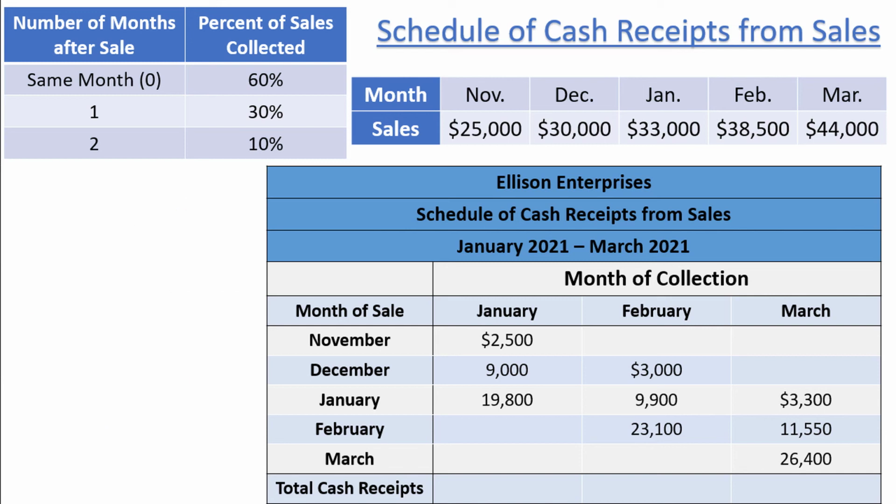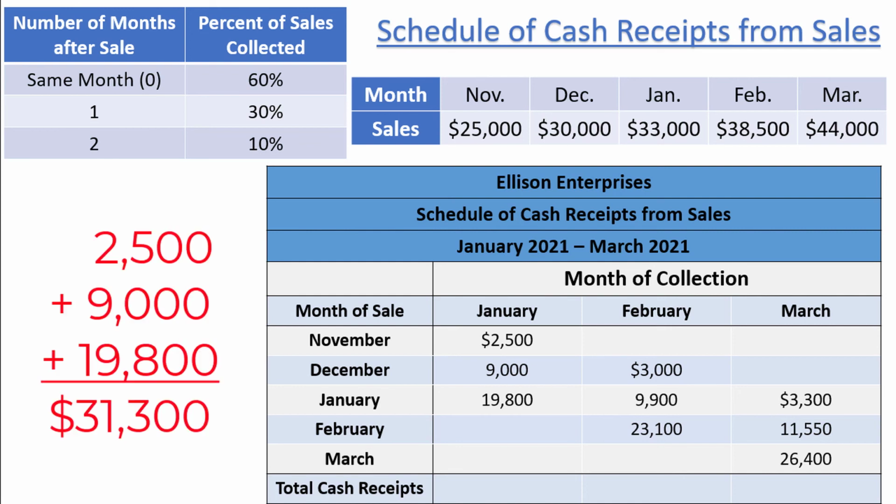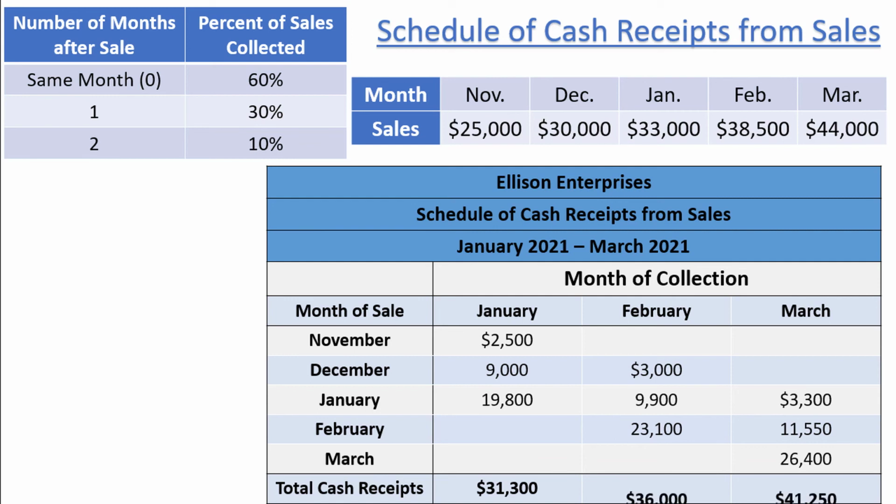Finally, we can add up the collections from each month to get the total cash receipts. For January, $2,500 plus $9,000 plus $19,800 equals $31,300. Adding up the other 2-month collections in a similar way gives us $36,000 for February and $41,250 for March. That completes our schedule of cash receipts from sales.